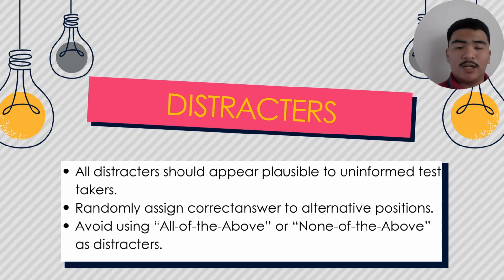We must avoid using all of the above or none of the above as distractors, because distractors serve as the alternatives. You need to randomly assign the correct answer to the alternative positions, not only staying at letter A, letter B, or letter C, but also randomly putting the correct answer in different positions.